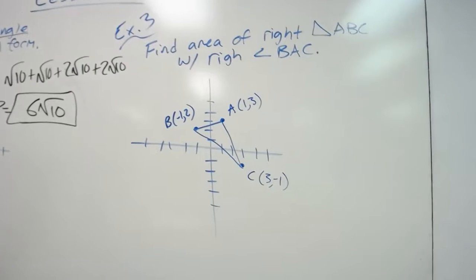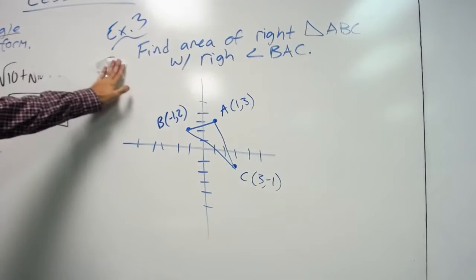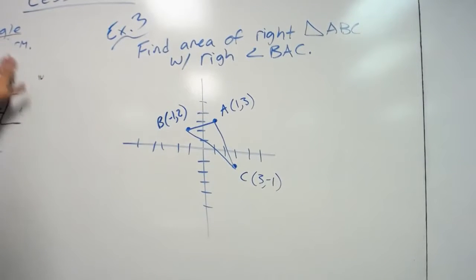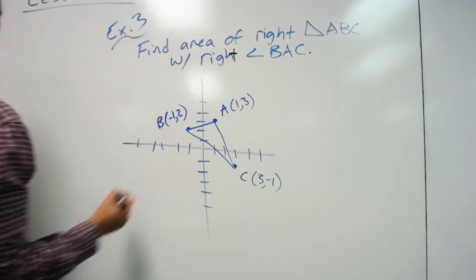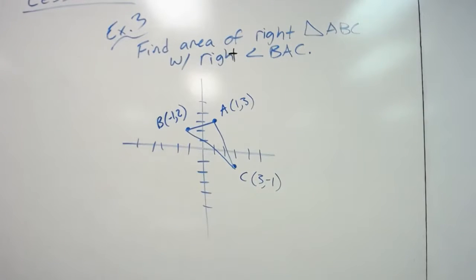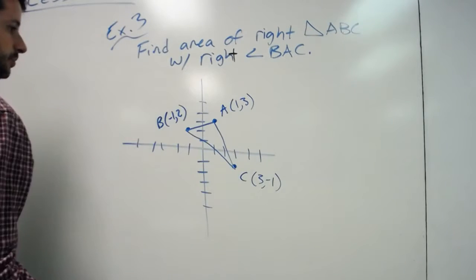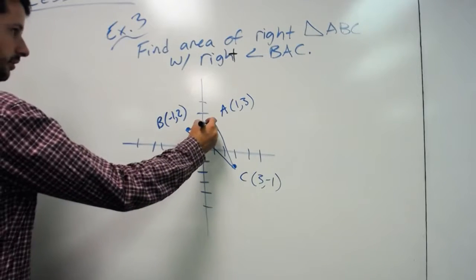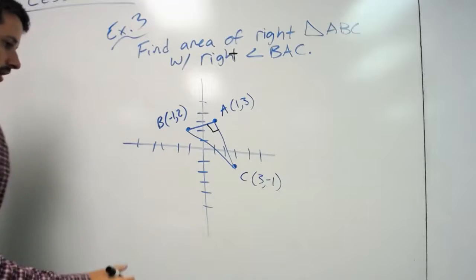Now let's look at area. If we're solving for area, example 3 says find the area of right triangle ABC, so it gives us a hint there, with angle BAC being your right angle. So I went ahead and drew the triangle, and I'm going to put our right angle in its place. Our right angle is at angle BAC, so right there.